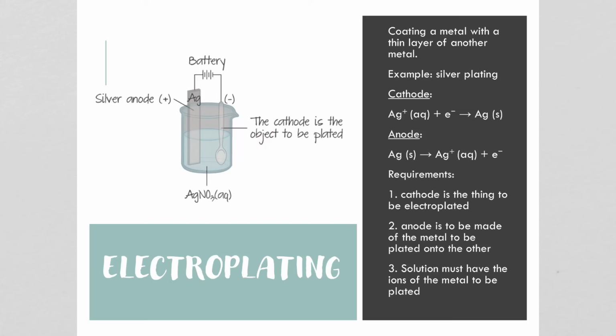The requirements for electroplating are that your cathode is the thing that needs to get electroplated, because that's where the solid metal will form. The anode has to be made of the same metal that needs to be plated onto the other metal, and the solution has to have the ions of the metal that need to be plated as well. So in this example, you would need a silver anode, your cathode is the metal item you want to plate, and the solution would need to be silver nitrate solution, so silver ions in solution.